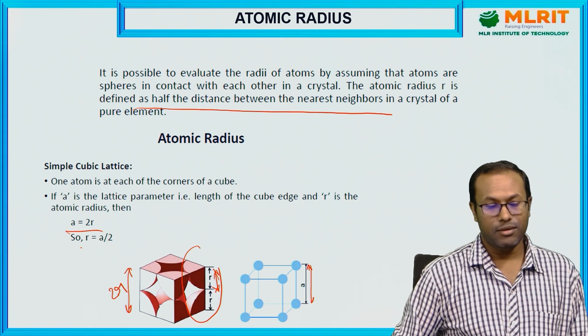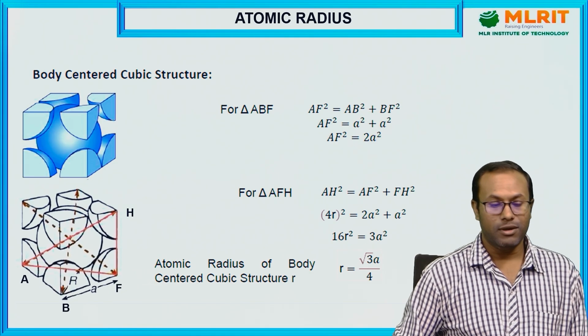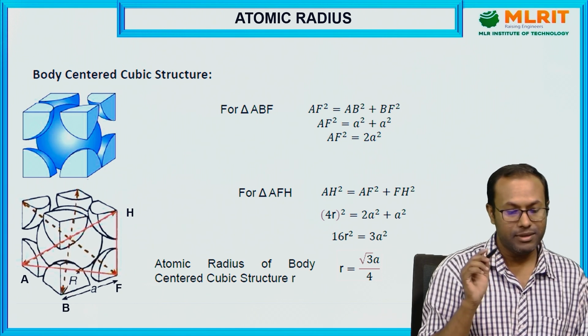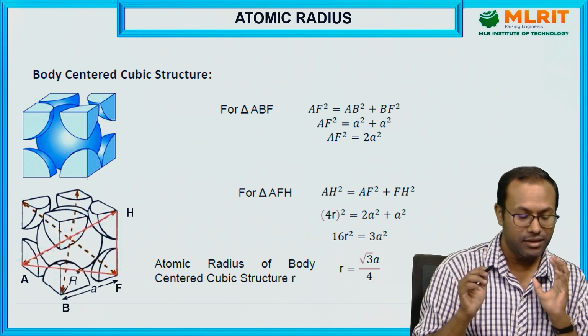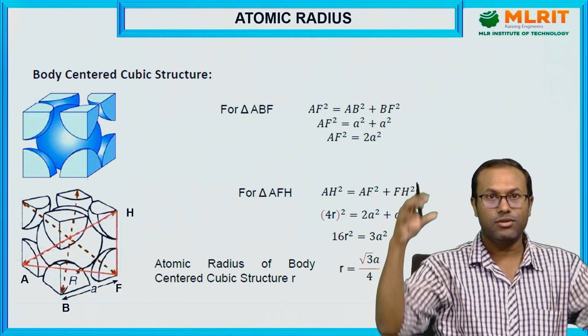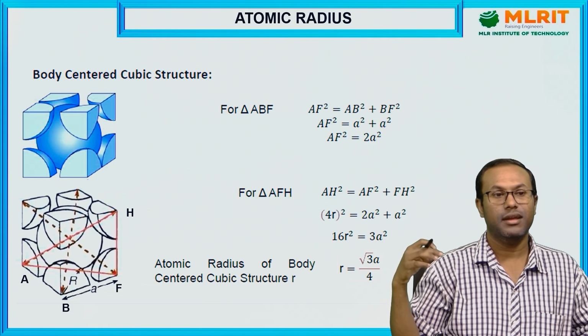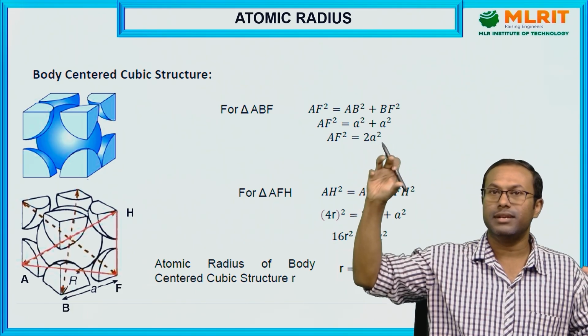Next, in case of body centered cubic, the diagram is a little bit different. Now we have to think about these things a little bit. This we have to imagine. So in body centered cubic, there are 8 corner atoms. Suppose this is a room. In this room, there are 8 corner atoms, and along with that, one center atom.